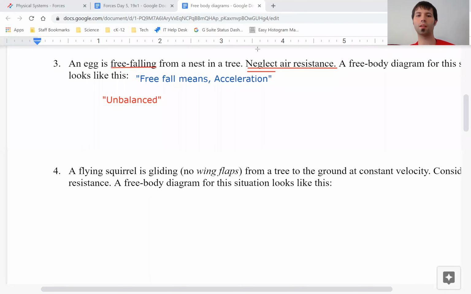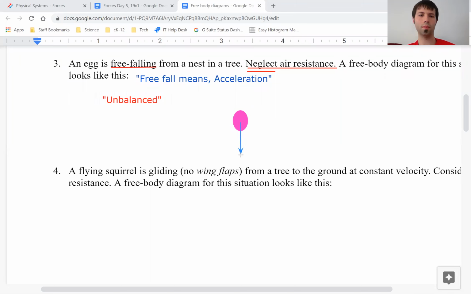So this one might look a little bit weird compared to the last few. Let's make our egg pink. So we have a pink egg, okay? It's free falling from a nest in a tree. So let's just go ahead and get the first force out of the way. It's just a really easy force you should draw in every single diagram. It should be the first force you draw, and that is the force of gravity, okay?